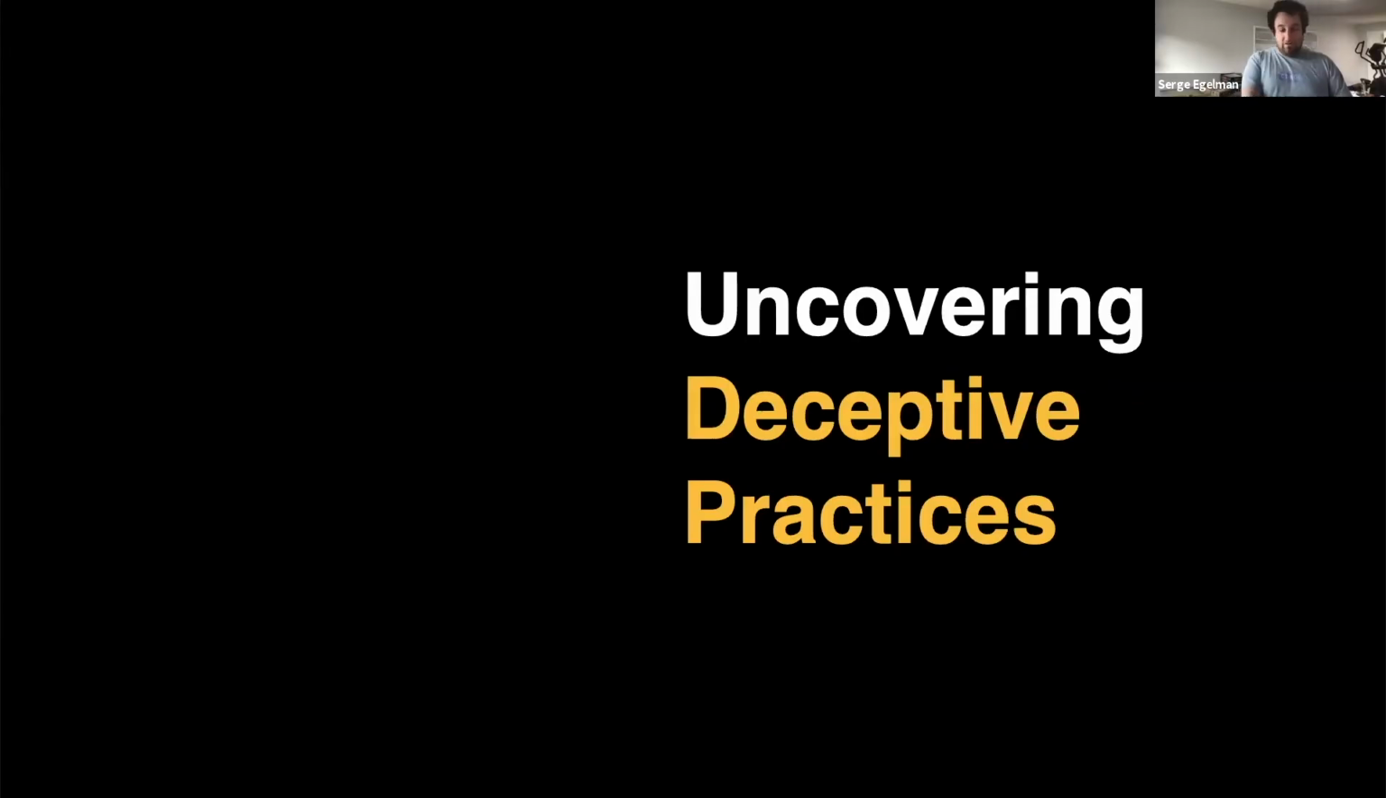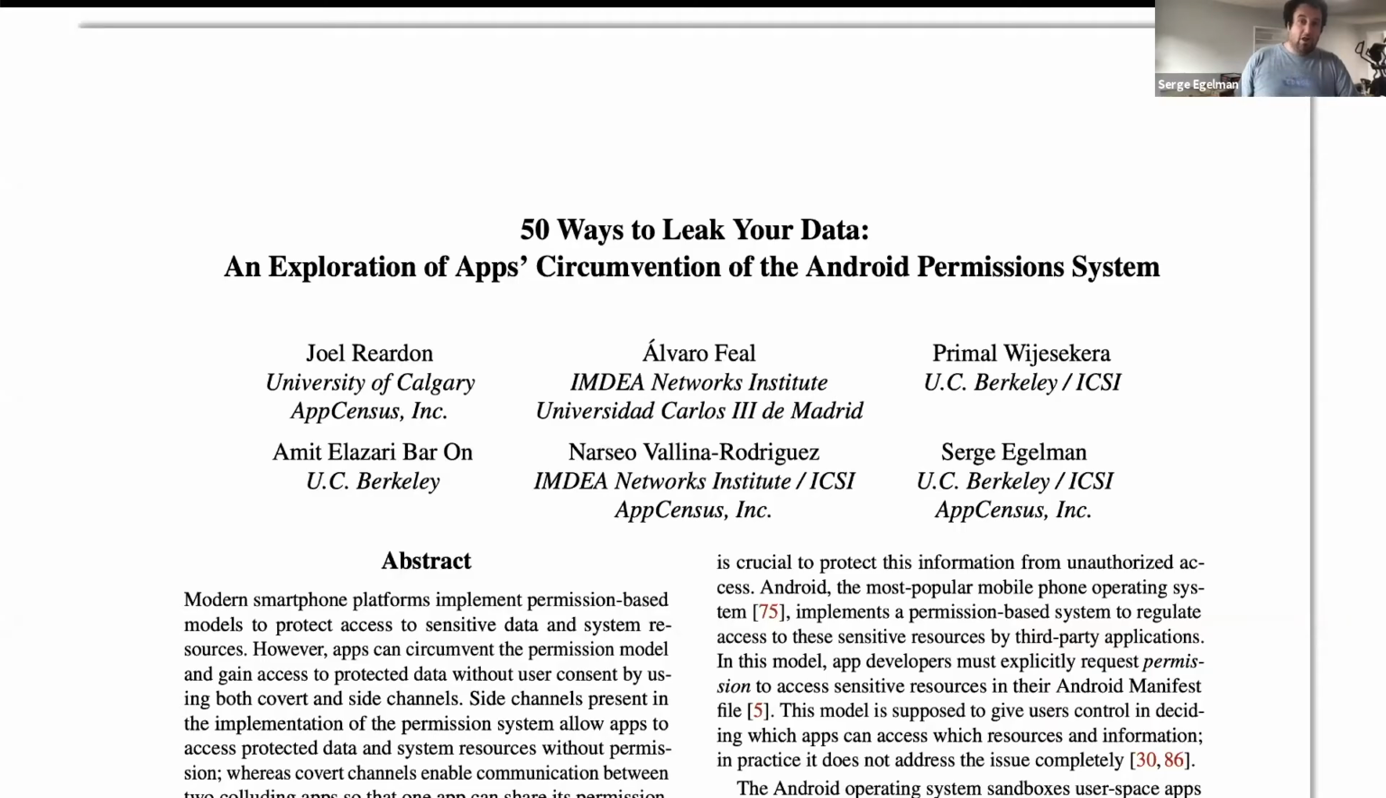What we've been using this for over the past year is looking at various deceptive practices that we found in the ecosystem. To give an example, exactly 1 year ago, we had just published this paper, which I believe I talked about at the last research exchange, where we were looking at covert channels that were being used to exfiltrate user data outside of the permission system.